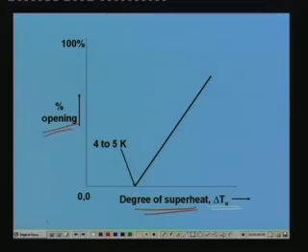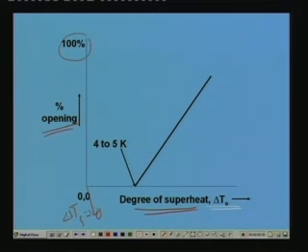So this is shown in this picture. You can see that here the degree of superheat delta Ts is plotted on the x-axis, and on the y-axis you have the percent opening of the valve. When the percent opening is 0, that means the flow rate is 0. Percent opening of 100% means the mass flow rate is maximum. So I was mentioning that at this point the degree of superheat is 0.